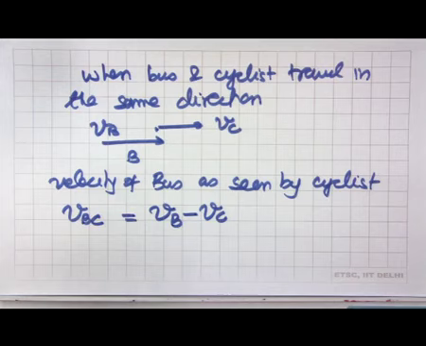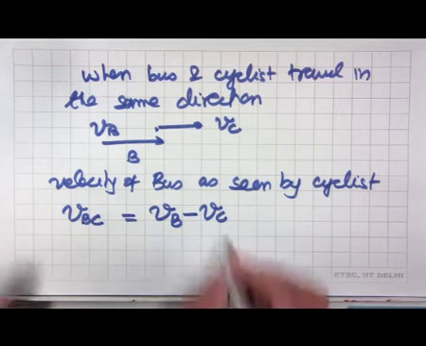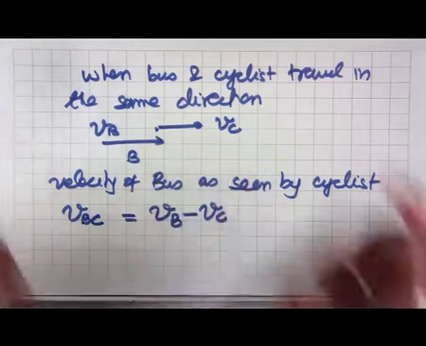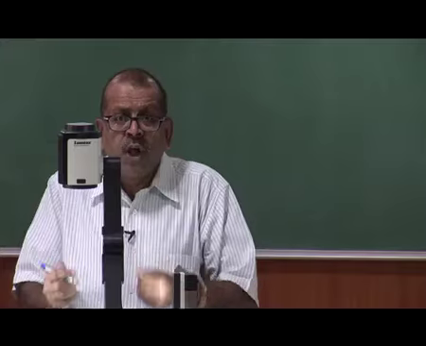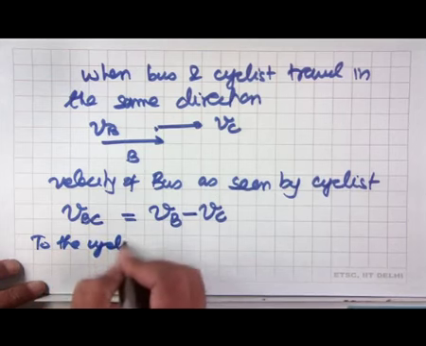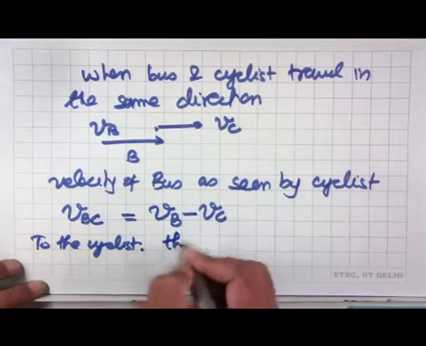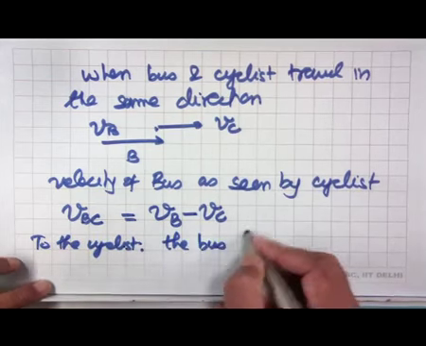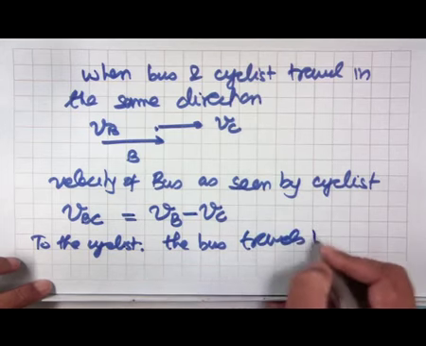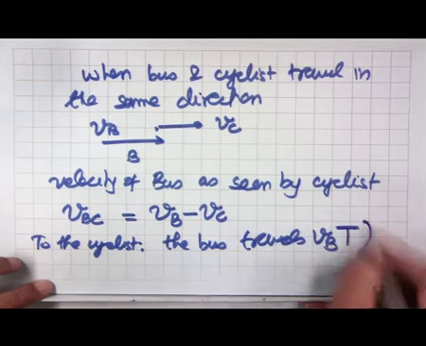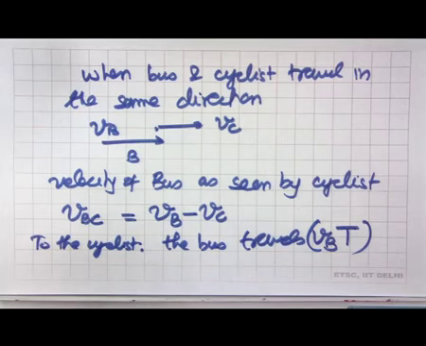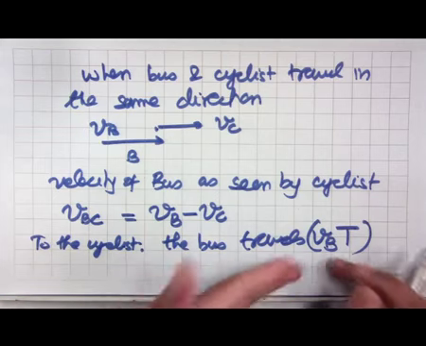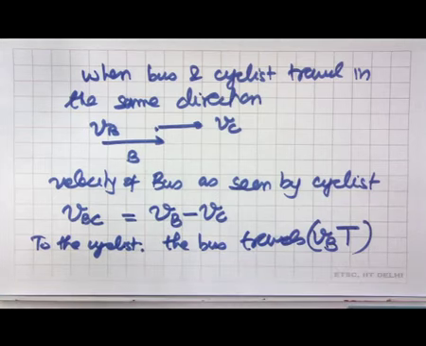And in this frame, when the cyclist is travelling, to the cyclist the bus travels Vbt, the distance between two successive buses, when it overtakes him. So, the distance in the frame of the cyclist which is there is Vb times t.